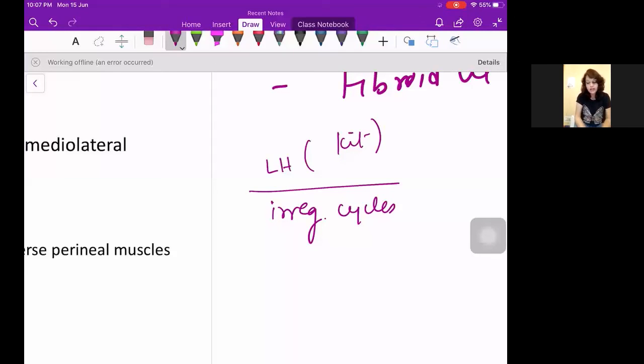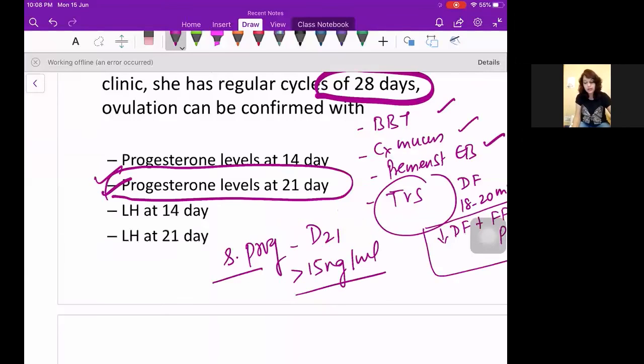So how do we count the days? If the patient has been prepared for IUI, that is intrauterine insemination, artificial insemination cycles, then LH kits can be used as a predictor for ovulation. Otherwise, in regular cycles, it is the serum progesterone level which can be checked on day 21.